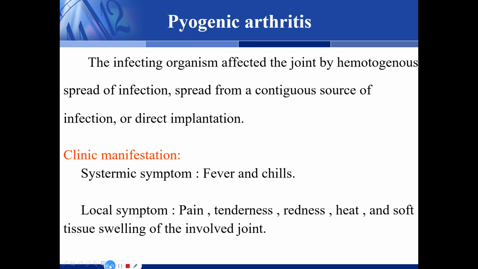Pyogenic arthritis. The infecting organism affects the joint by hematogenous spread of infection, spread from a contiguous source of infection, or direct implantation. Clinical manifestation. Systemic symptoms: fever and chills. Local symptoms: pain, tenderness, redness, heat, and soft tissue swelling of the involved joint.